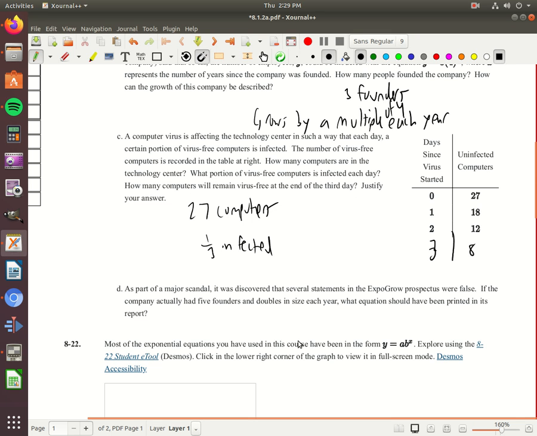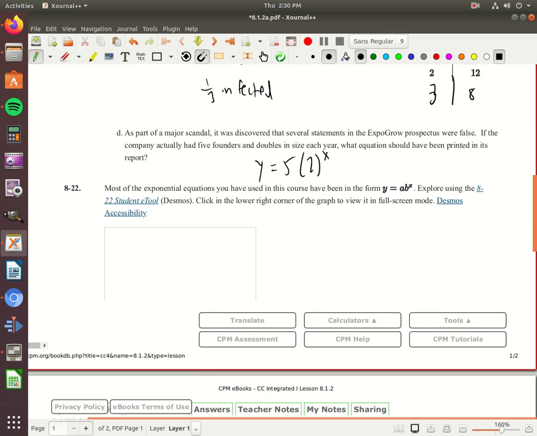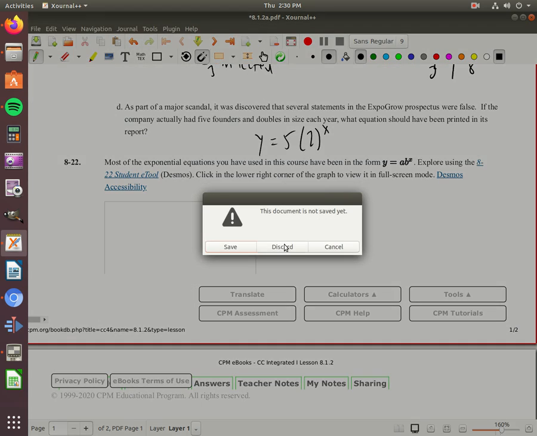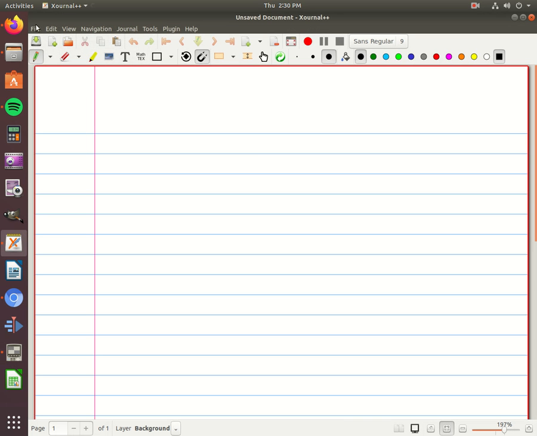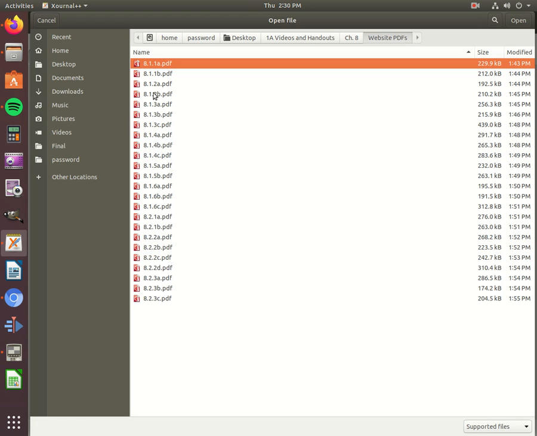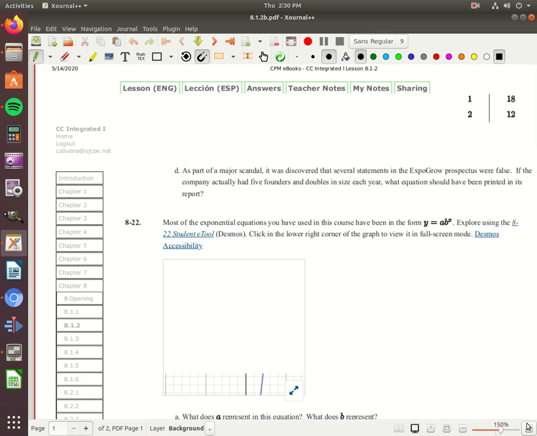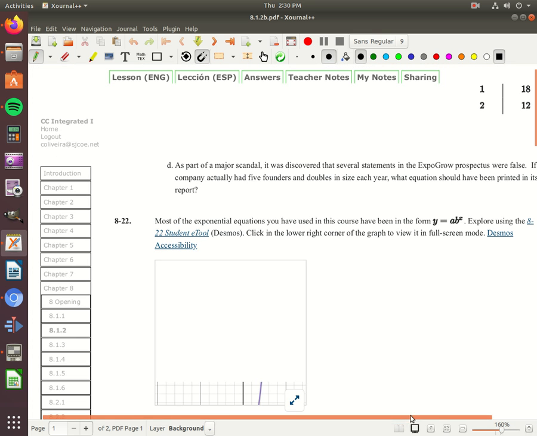It says, as part of a major scandal, it was discovered that several statements in the Expo Grow prospectus were false. If the company actually had 5 founders and doubles each year, we would just use this equation instead. I think at this point I'm going to open the next one to try and get 822. So let me see here. Okay, so kind of have a clean version there of 822.